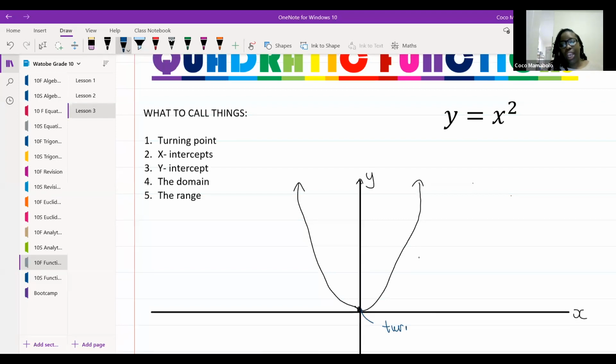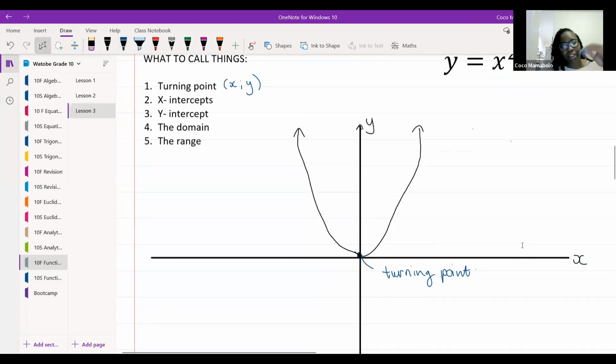Okay, this is our turning point. And the thing we're always going to remember about our turning point, guys, is that it's going to give us a coordinate. It's going to give us an X value and a Y value. The bottom part of our smiley face is the turning point. But even in a frowny face parabola, that point right there where it curves, where it was going up, but now it's coming down, that is our turning point. And we can figure out the coordinates of our turning point. I'm going to show you guys how we're going to do that.